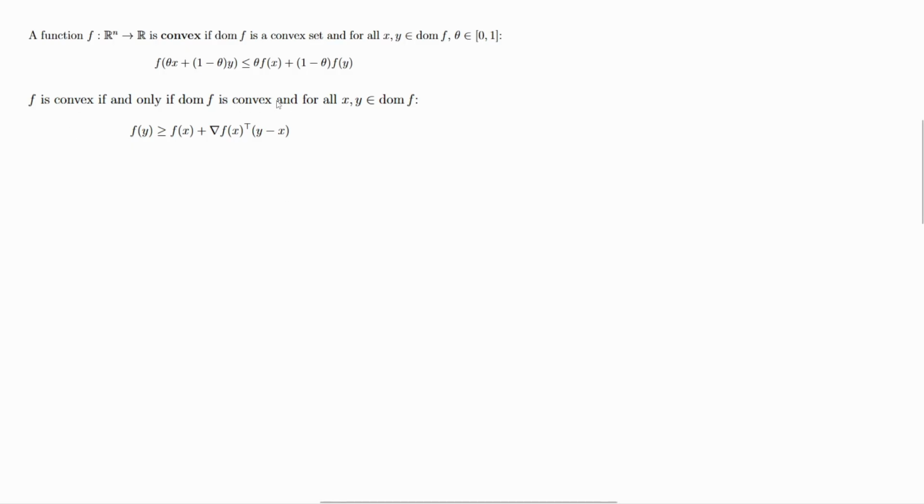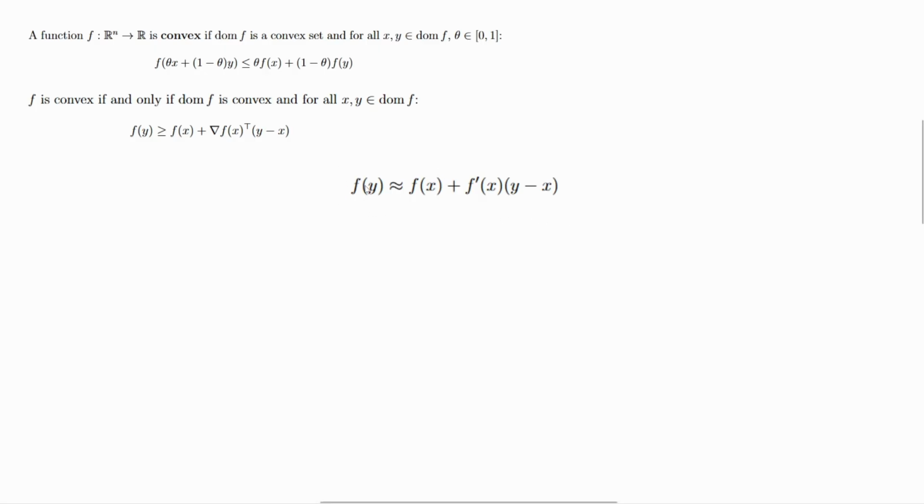This characterization is called the first order condition: f is convex if and only if the domain of f is convex, and for all x and y in that domain, we have the following inequality. Okay, so let's make sense of this. First, notice that it resembles the first order Taylor approximation. So let's write that down. The first order Taylor approximation, if you remember from your calculus, is given by this equation.